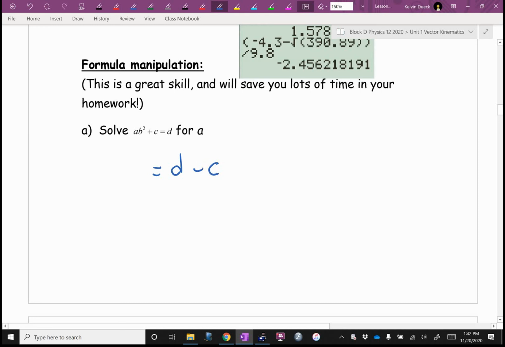And in my imagination, don't write this next little bit down, I see that sitting there just in my imagination. I want to get the A by itself. How?